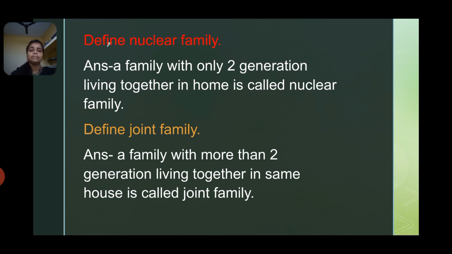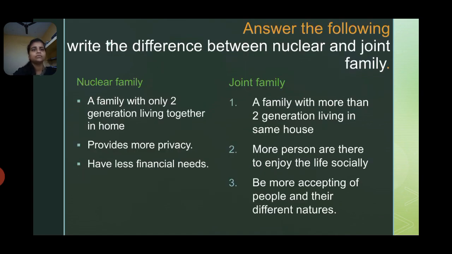Define joint family. Answer: a family with more than two generations living together in the same house is called joint family. A family with more than two generations living together in the same house is called joint family.